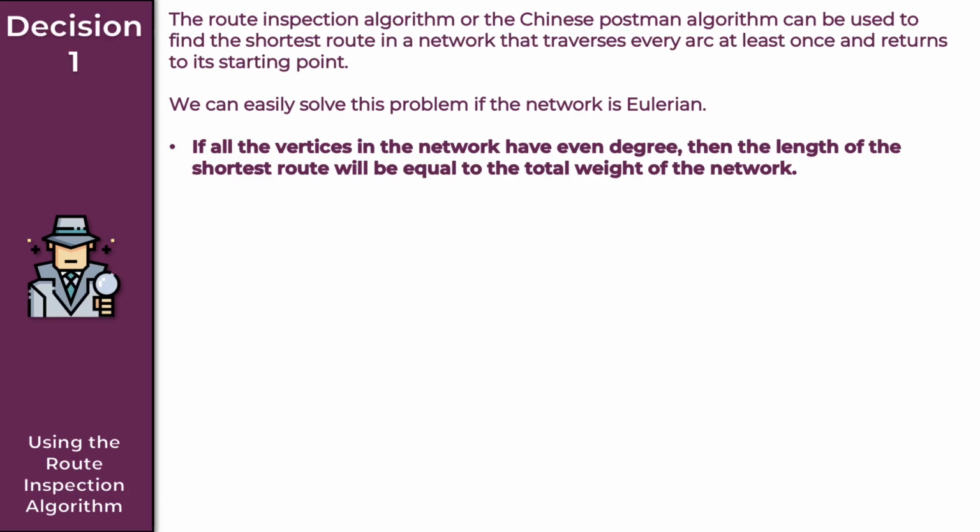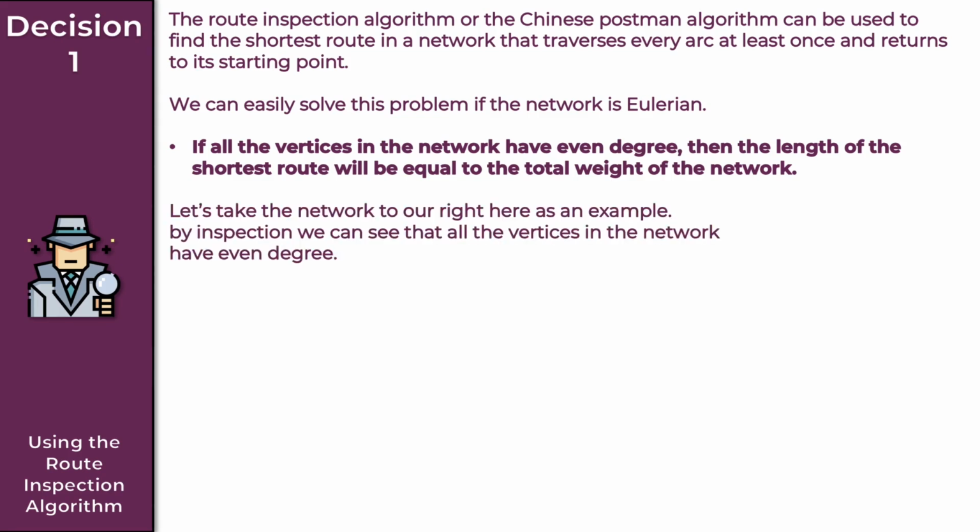Now, if all the vertices in the network have even degree, then the length of the shortest route will be equal to the total weight of the network, which is pretty straightforward. Let's take this network here to our right as an example. By inspection, we can see that all the vertices in this network have even degree. This vertex here has degree 2, this one has degree 4, this is degree 2, this is degree 4 as well, and this one has degree 2. So what I've got here is an Eulerian network.